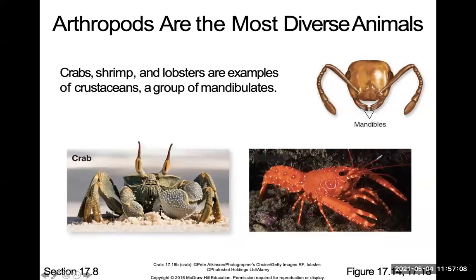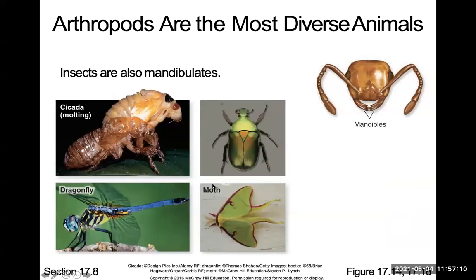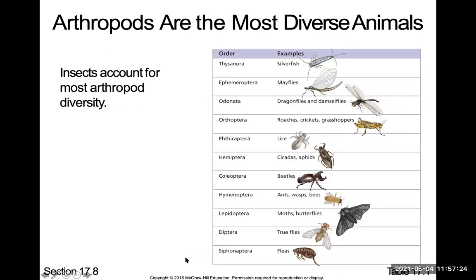And then the insects, this is the most successful group among arthropods. They're mandibulates, but they can fly. They have wings because no other animal can really get to the places where insects can get to. So they're the most successful group. Silverfish has no wings, but all the other ones have wings here. So they account for the most arthropod diversity.